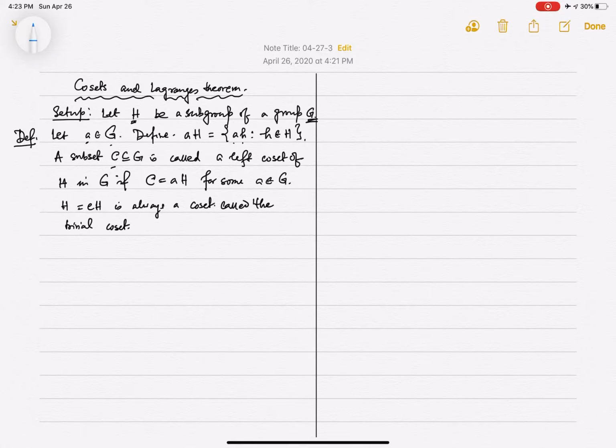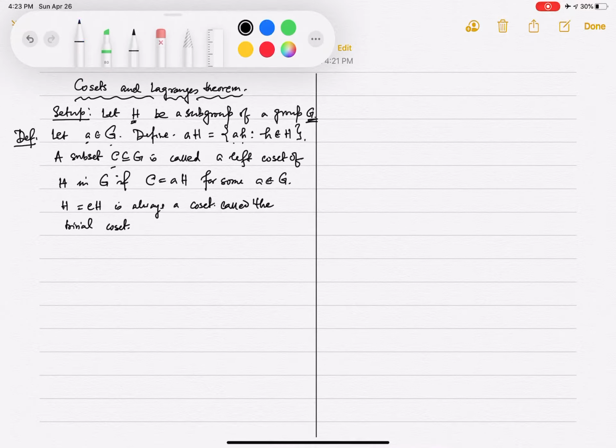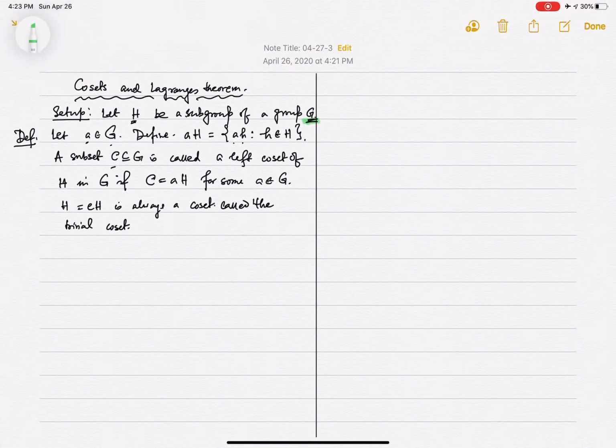The setup is you're given a group G and a subgroup H. You give me an element of the group, little a, then I define a subset called aH. It consists of all the elements of the group that look like little a times an element of H. So you take all elements of H and multiply on the left by a and collect those. That is my aH. It's a subset of G.